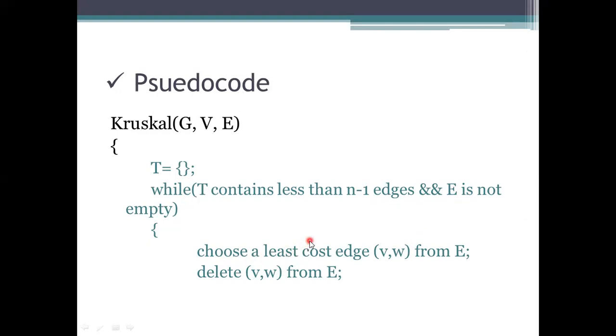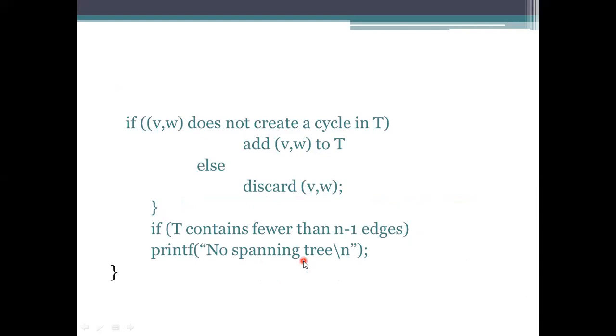Formation of the spanning tree: choose the least edge and delete the chosen one from the list. That is the first representation. And the chosen one should not form a cycle. If it does, we need to discard it, or else simply add it to the tree. If the tree contains fewer than n minus 1 edges, then there is no spanning tree for further processing, you need to consider.